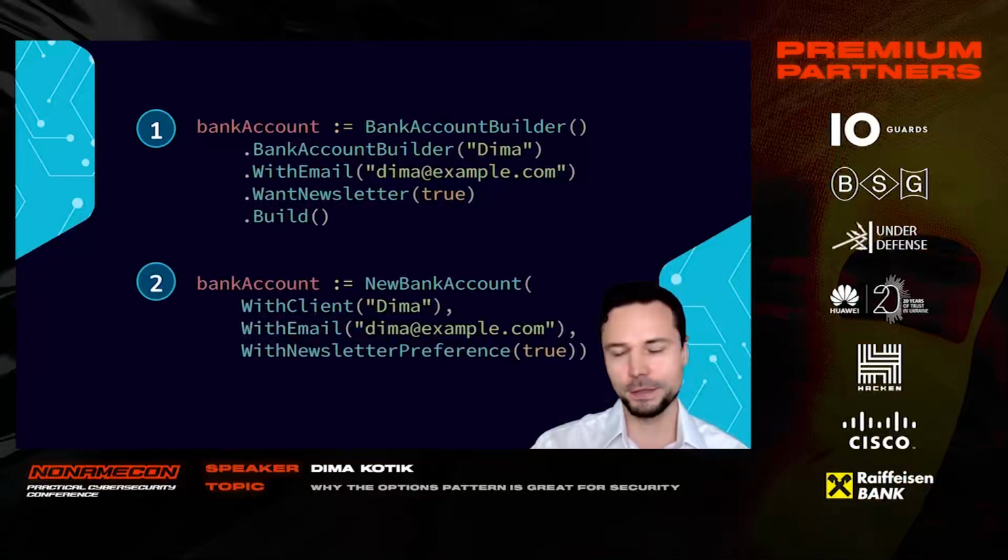And there is one significant difference. But an easy way to think about it is that a builder pattern is when an object constructs another object. An options pattern is when an object is constructed using a list of functions, typically closures.